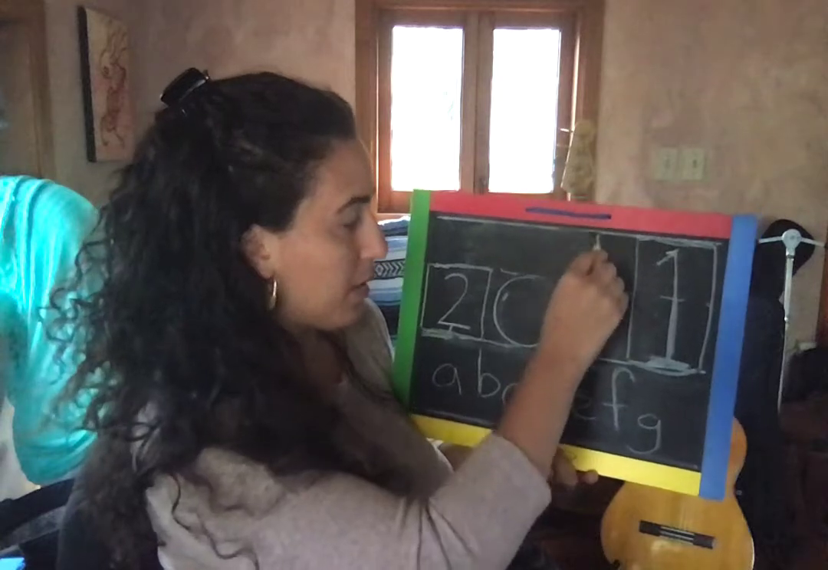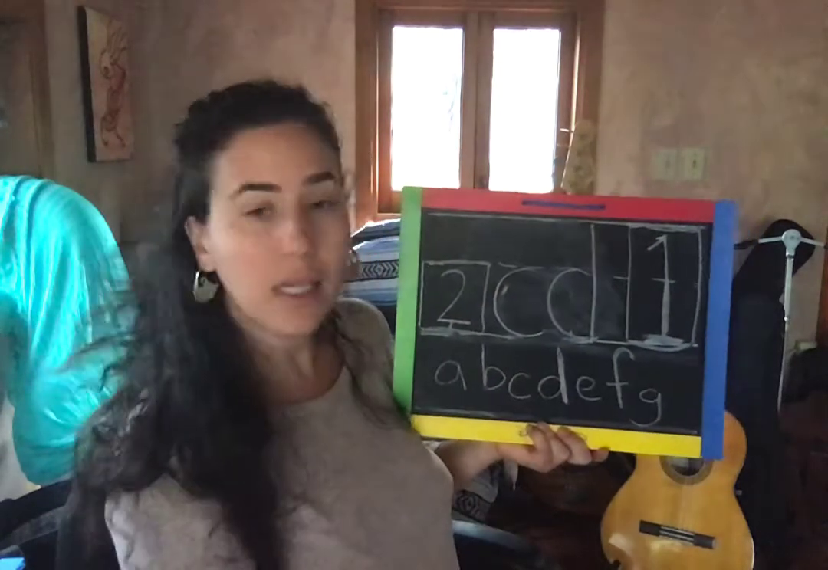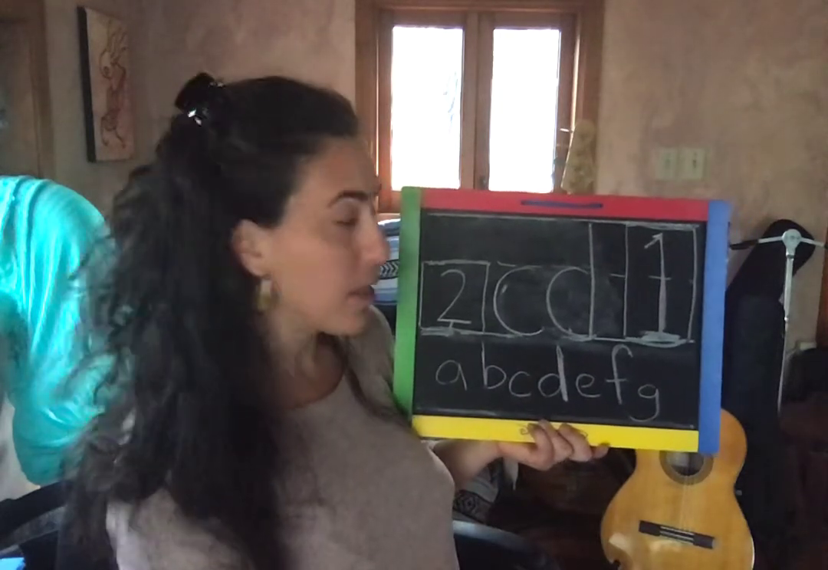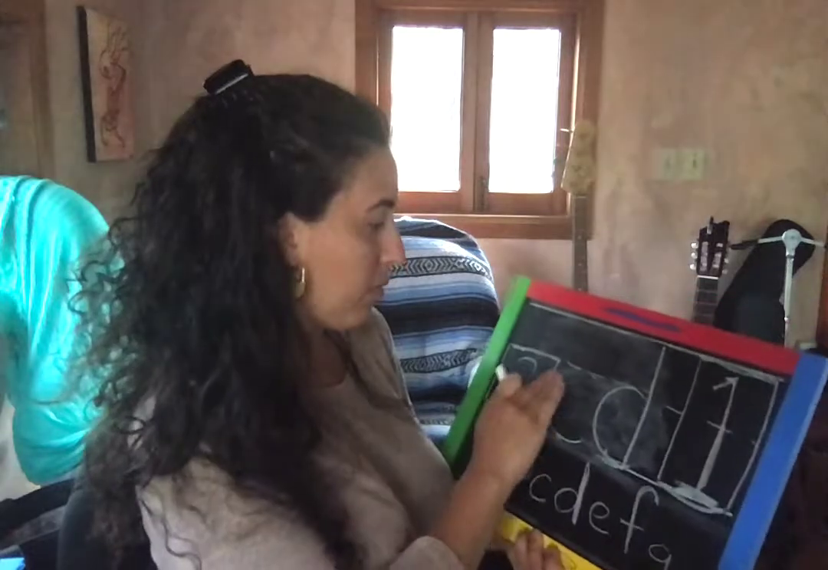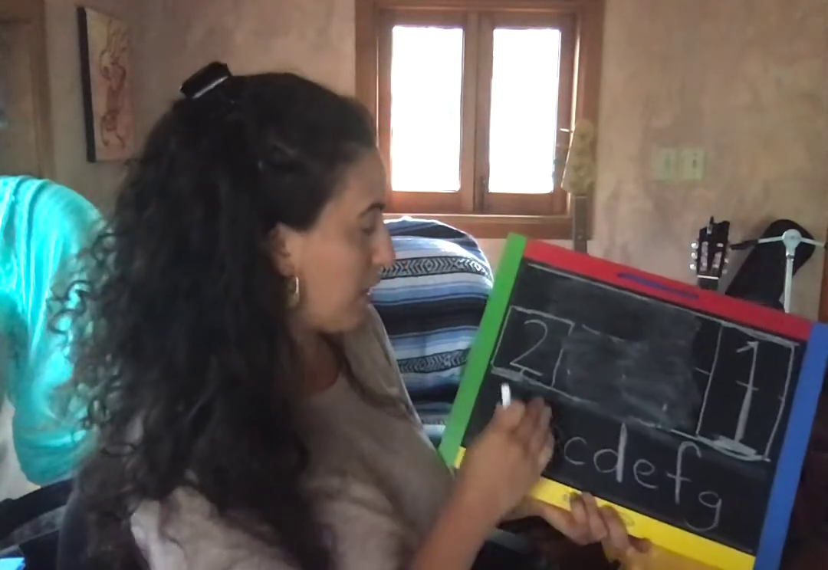Then we go to D. They see that it touches the top and the bottom. It's a size 1 letter. So we're learning all these different letters and their sizes. Now we're going to size 3.